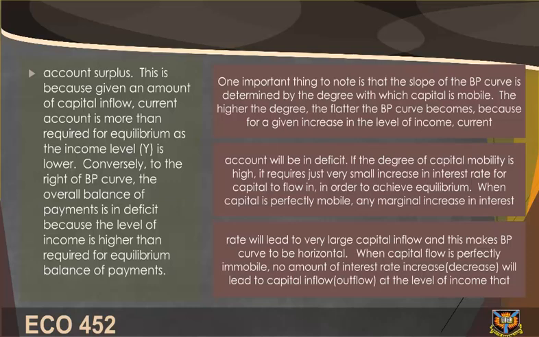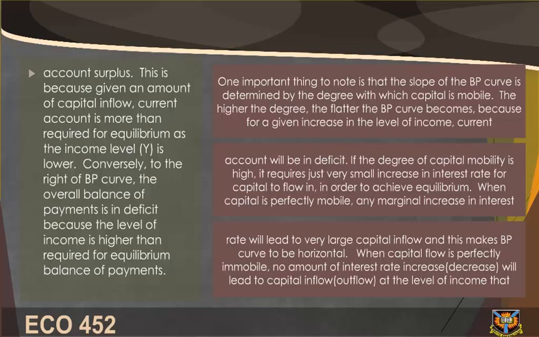One important thing to note is that the slope of the BP curve is determined by the degree to which capital is mobile. The higher the degree, the flatter the BP curve becomes, because for a given increase in the level of income, current account will be in deficit. If the degree of capital mobility is high, it requires just a very small increase in interest rate for capital to flow in in order to achieve equilibrium. When capital is perfectly mobile, any marginal increase in interest rate will lead to very large capital inflow, and this makes the BP curve horizontal.